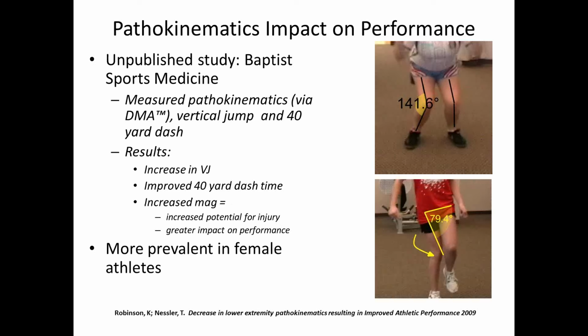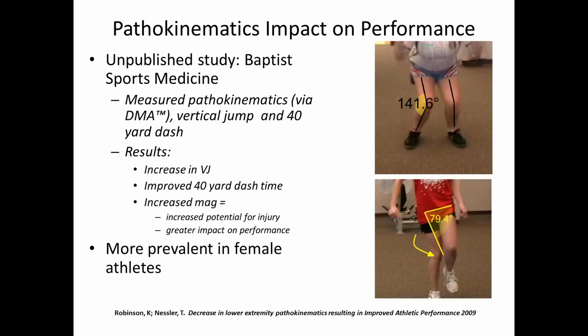So here is an unpublished study that we did in Nashville using 40 high school athletes. We performed a dynamic movement assessment. We assessed their vertical jump and their 40-yard dash. At the conclusion of this study, after doing their dynamic movement assessment, we created an intervention for them, did that intervention for a 12-week period, and came back and reassessed their dynamic movement assessment, vertical jump and 40-yard dash.